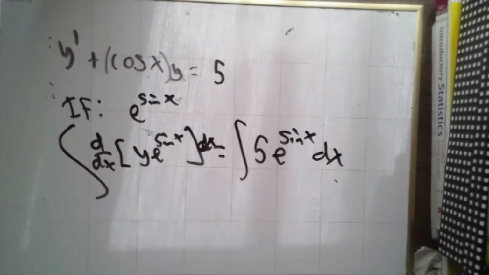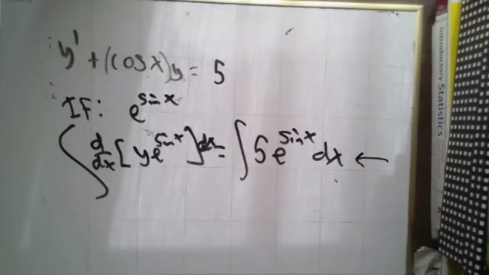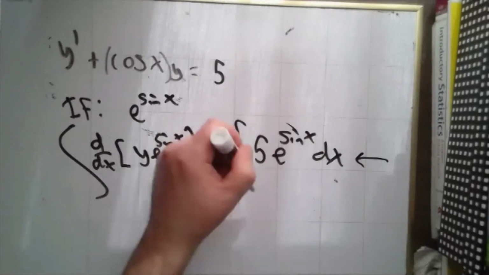I don't know the antiderivative of e raised to the sine of x. I don't know if there is a closed form solution for that. So remember, just because you can find an integrating factor, just because you can get to this step, doesn't mean you're going to be able to move forward. Sometimes what you get over here is just terrible.